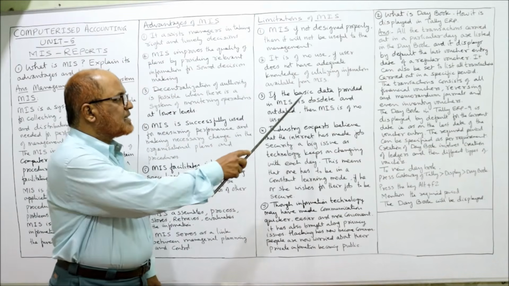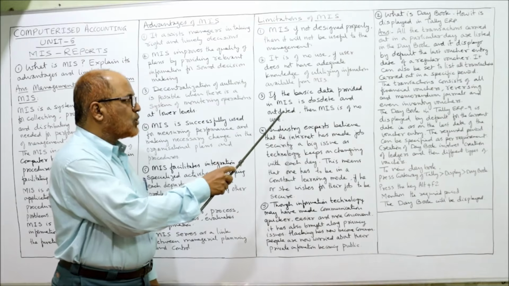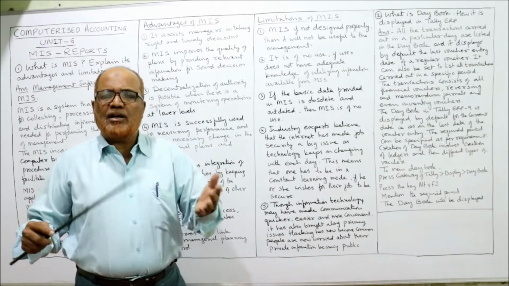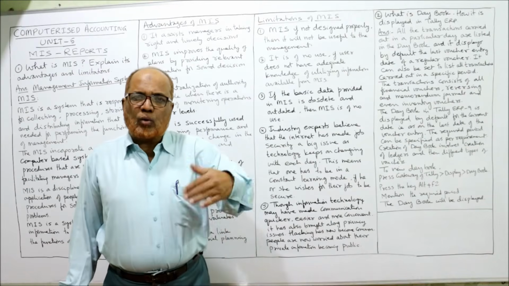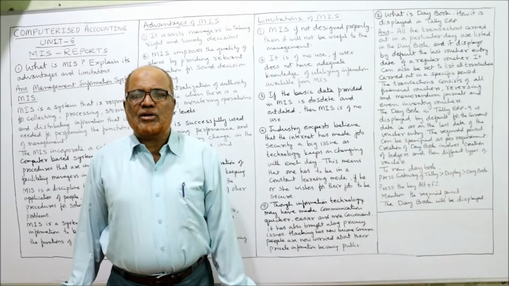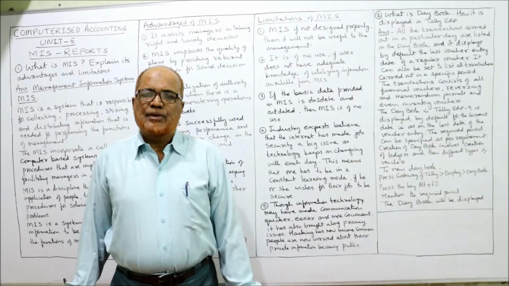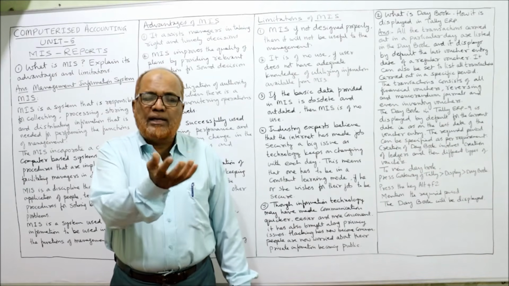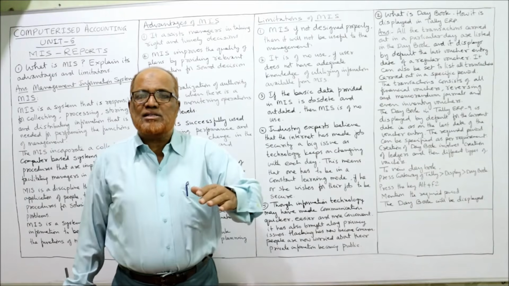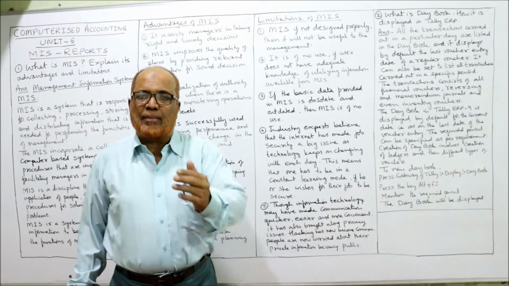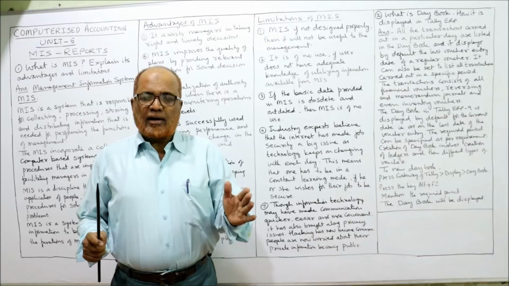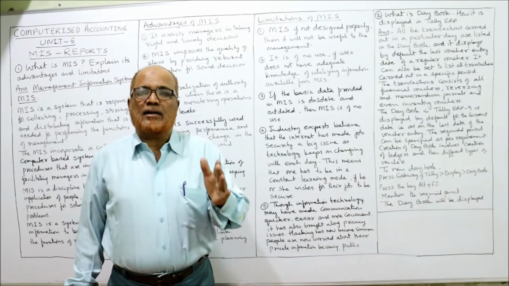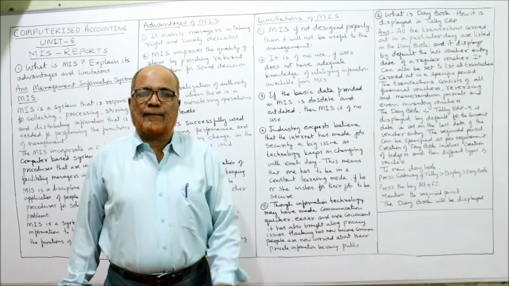Next one is, if the basic data provided to MIS is obsolete and outdated, then MIS is of no use. Just like garbage in, garbage out. If you give good data, you will get good information. So similarly, if you put in all obsolete or outdated data, then we cannot expect good information from MIS. So in order to make MIS effective, we should give the proper data, the current data, the relevant data.